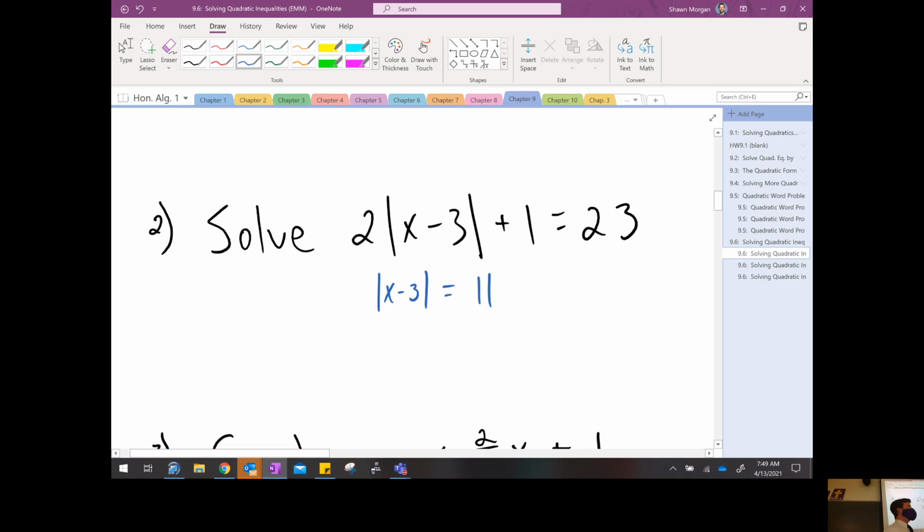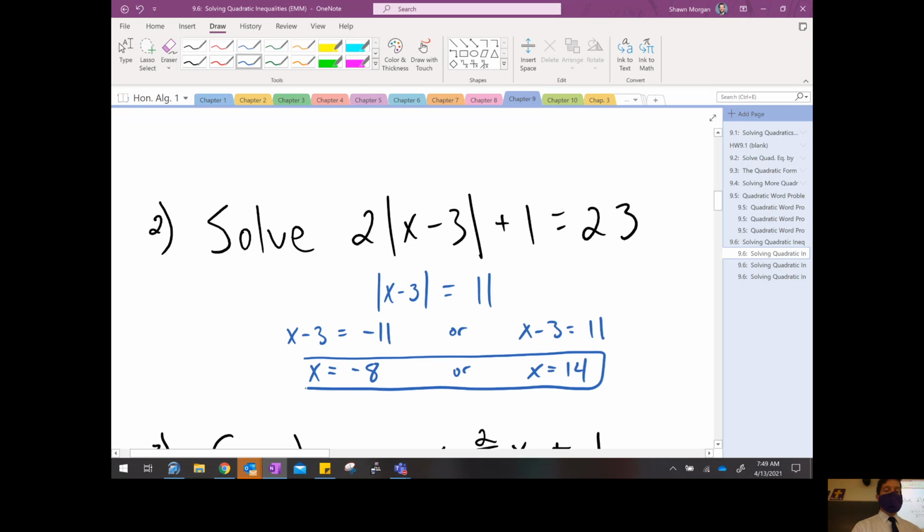That means that X minus 3 is a number that's 11 spots away from 0. I could go to the right, or I could go to the left. So X minus 3 could equal -11, or X minus 3 could equal +11. And then let's just add 3 to both sides. So X equals -8, or X equals 14. And that's an absolute value equation. Real straightforward. We talked about that back in August and September. Any questions on number 2?